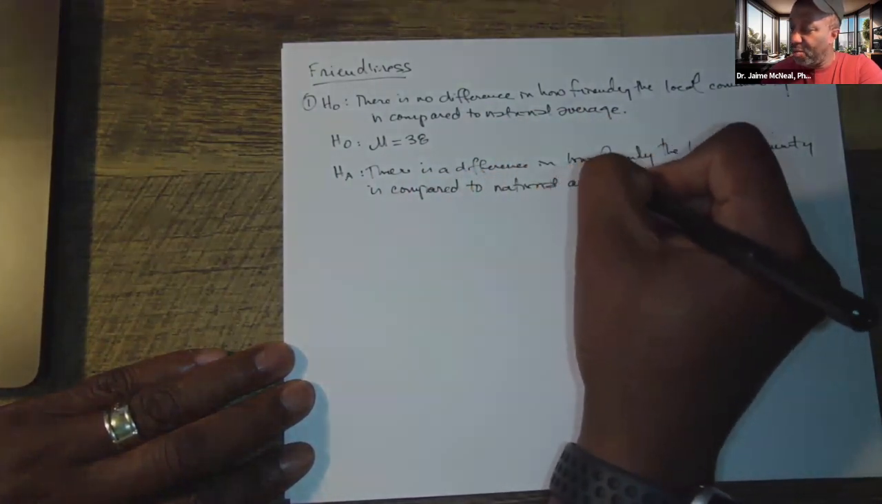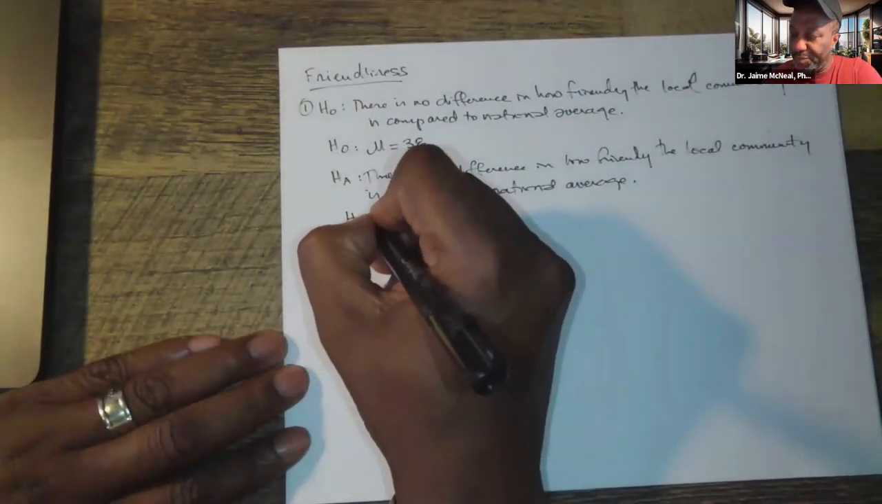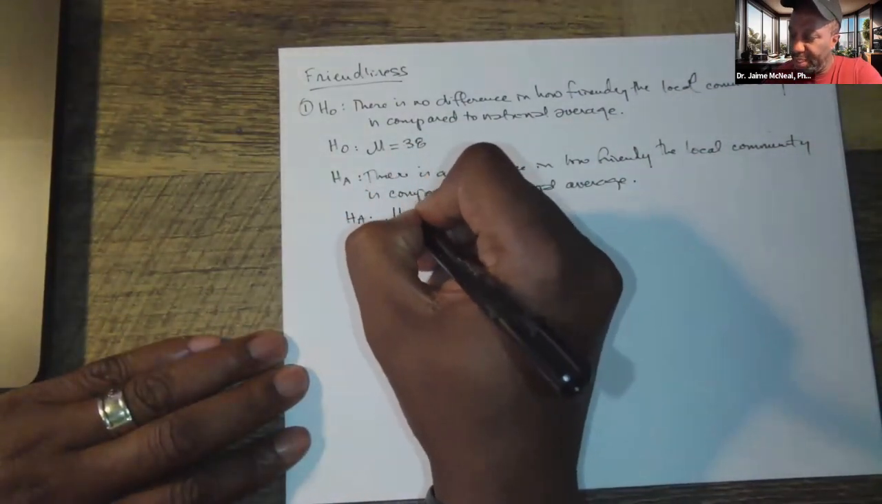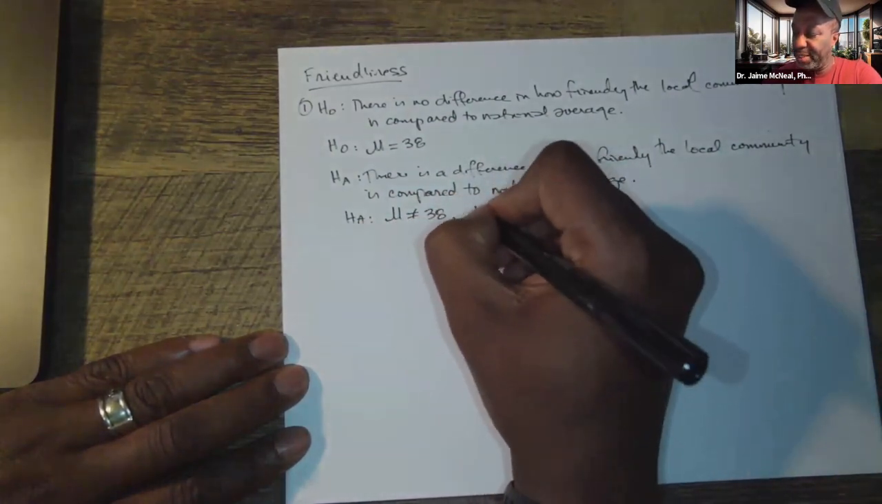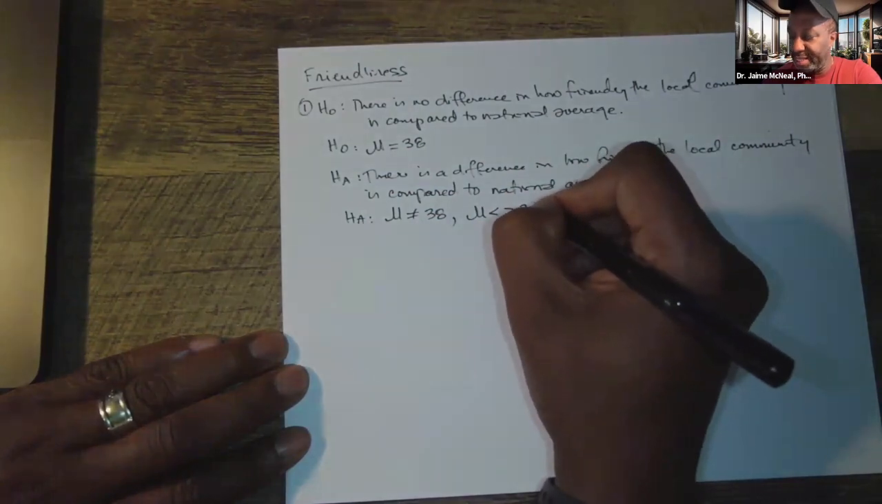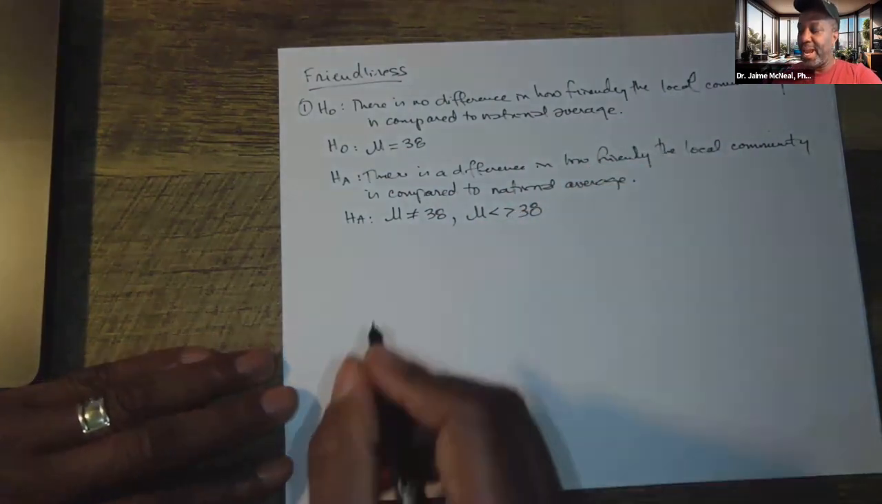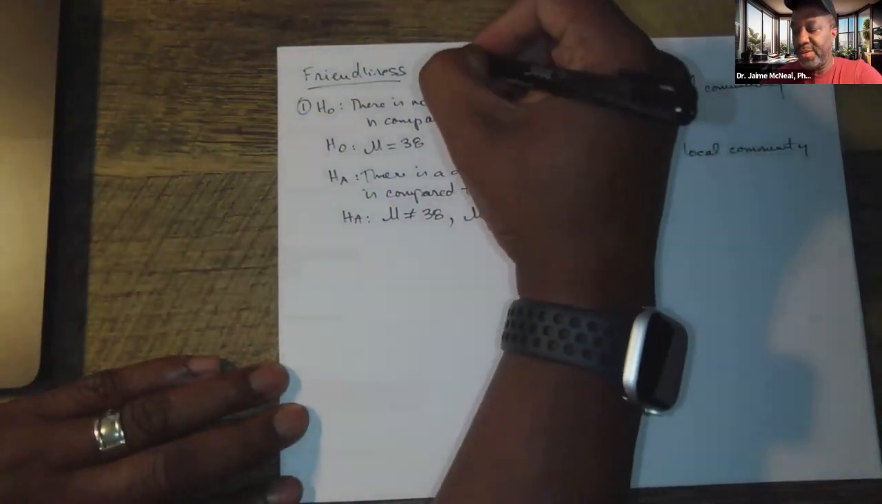And we don't care, we're looking to see if it's greater than or less than. So mu is not equal to 38. But we could also write it as mu is greater than or less than 38, sorry. And in this event, it's a two-tailed test, right? So let's gather some other information.